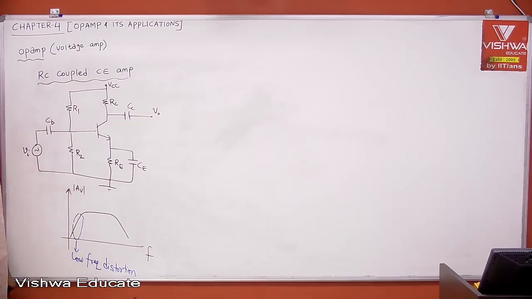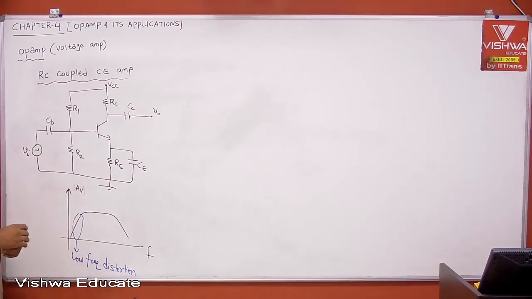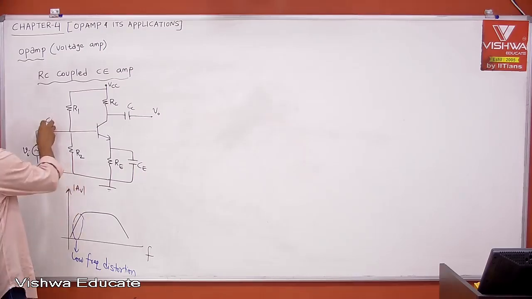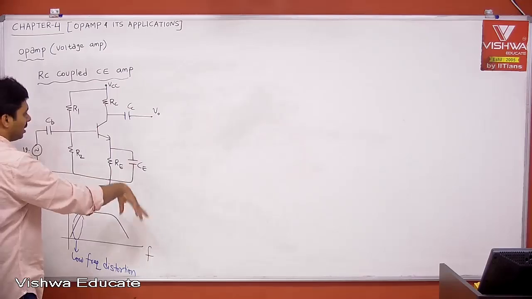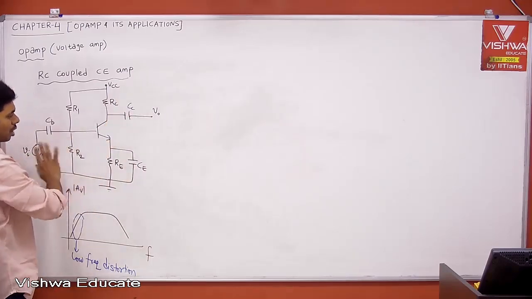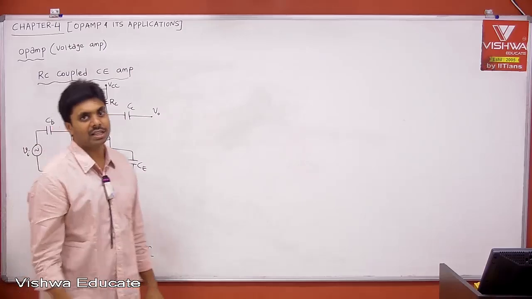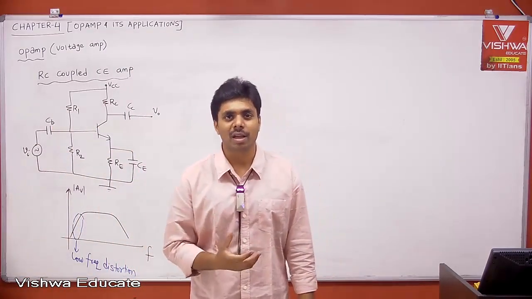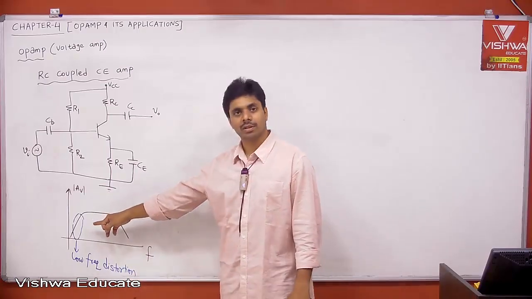Can you improve for this? Can you improve the low frequency distortion? If you improve, right, it means we should not have CB, CE, CC. If you don't have CB, CE, CC, then it is not called an RC coupled CE amplifier. That is what is called a direct coupled amplifier. Therefore, what is the purpose of direct coupling? The purpose of direct coupling is to improve low frequency response, right?